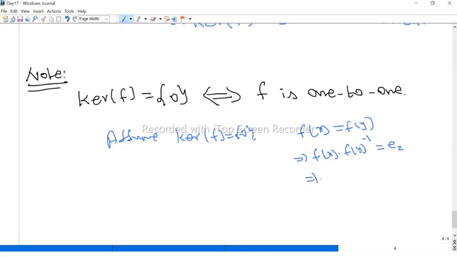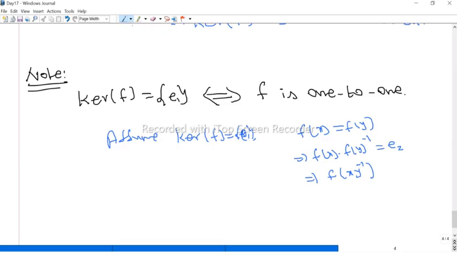Since f is a homomorphism, we can rewrite this as f of x y inverse. Here 0 means the identity element, or maybe you can take E1. Depending upon the group, if it is an additive group, the identity element is 0. If it is a general group, we call it E1. So this is equal to E1.